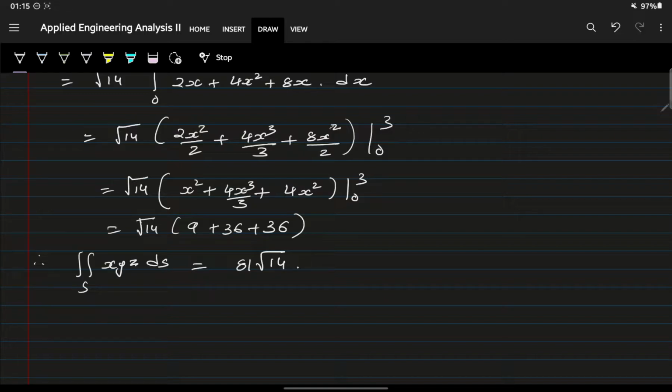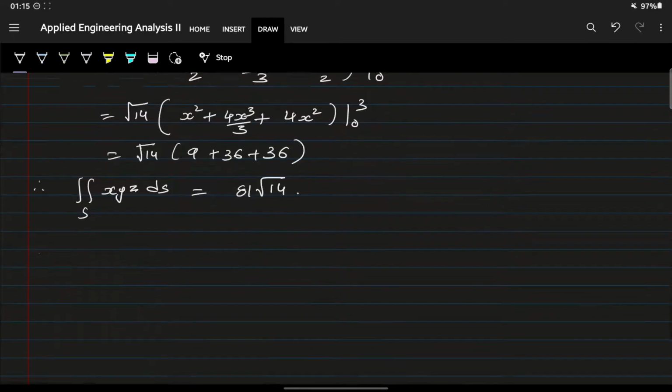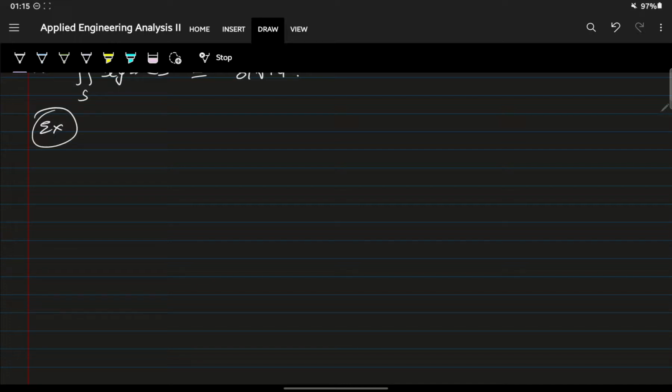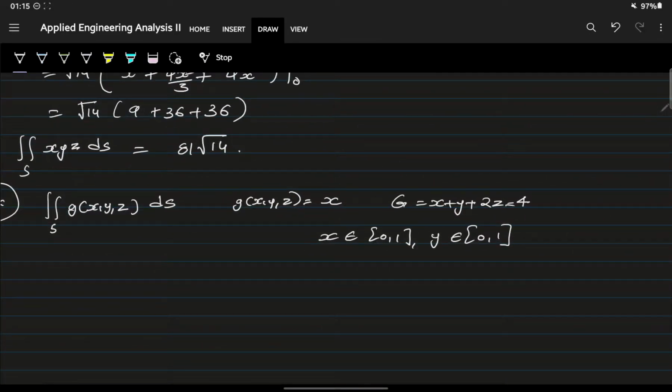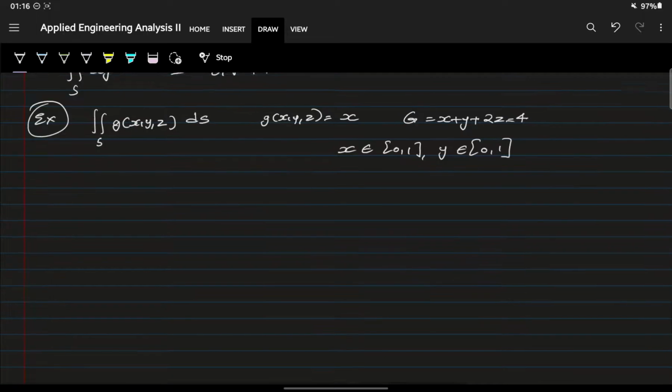Let us see another example of method 1. We need to evaluate the surface integral for a function given by x, and the plane given to us is x plus y plus 2z equal to 4 between the limits y belonging to 0 and 1. So based on the limits, we can see that it's a unit square.